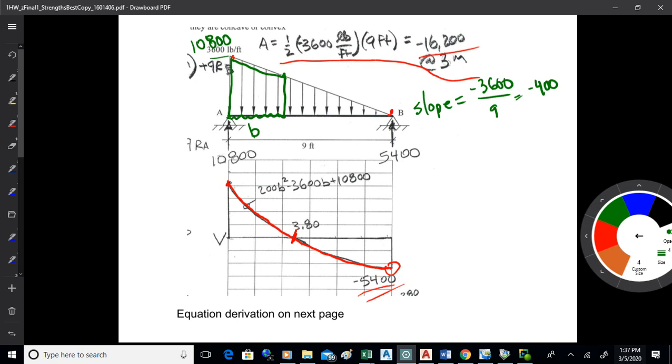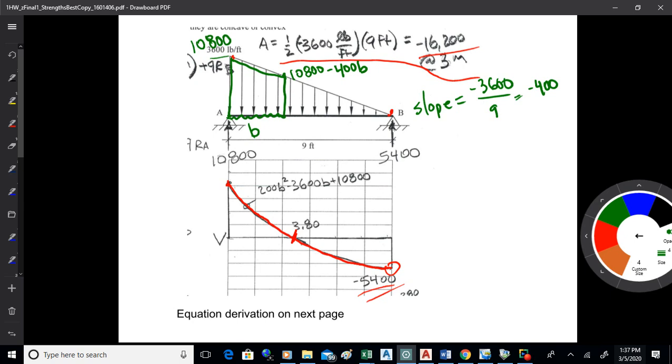So what that means is this value right here is 10,800 minus 400 times whatever b is. That's the height of that diagram as I work my way across. You okay with that? All right, then I'm going to want the area. That's the next thing. So we're good on that?